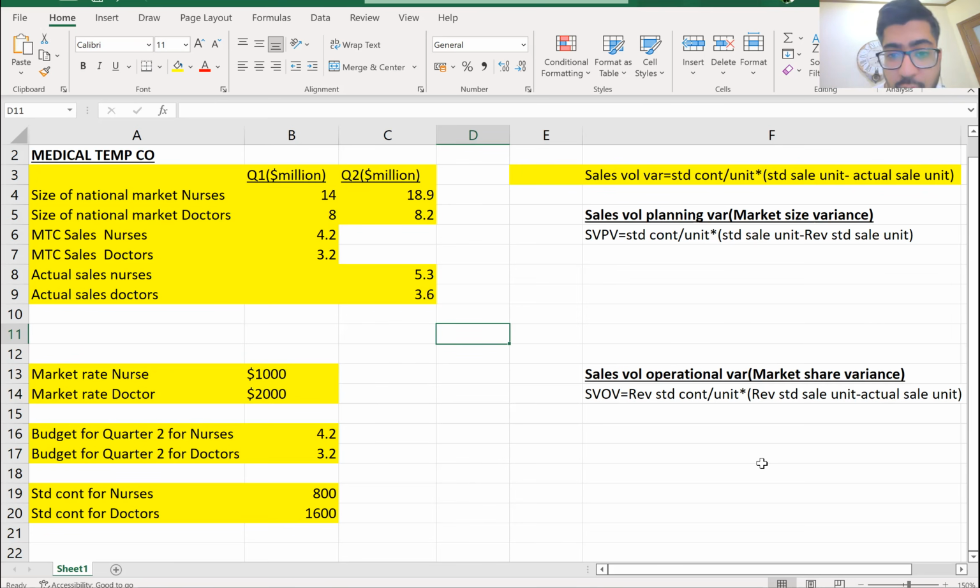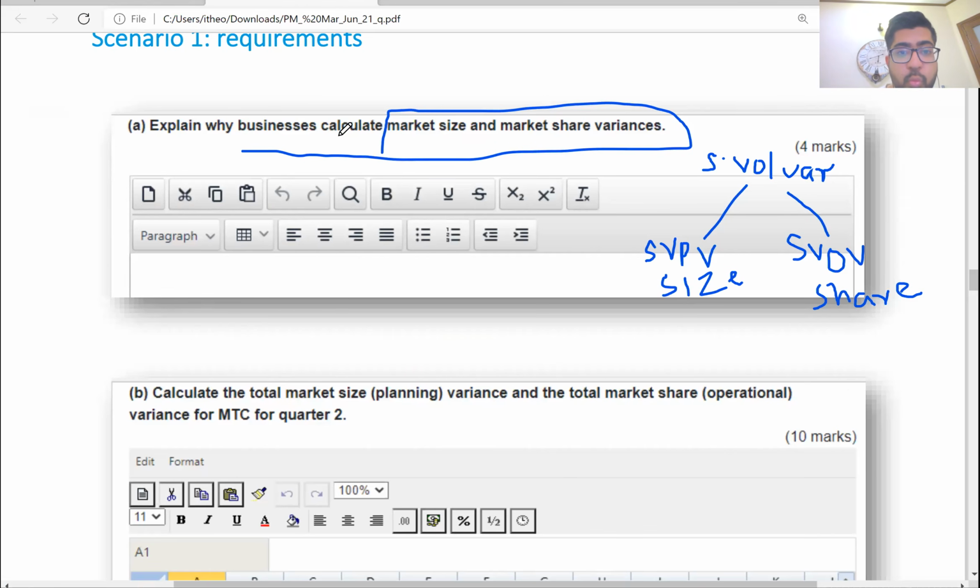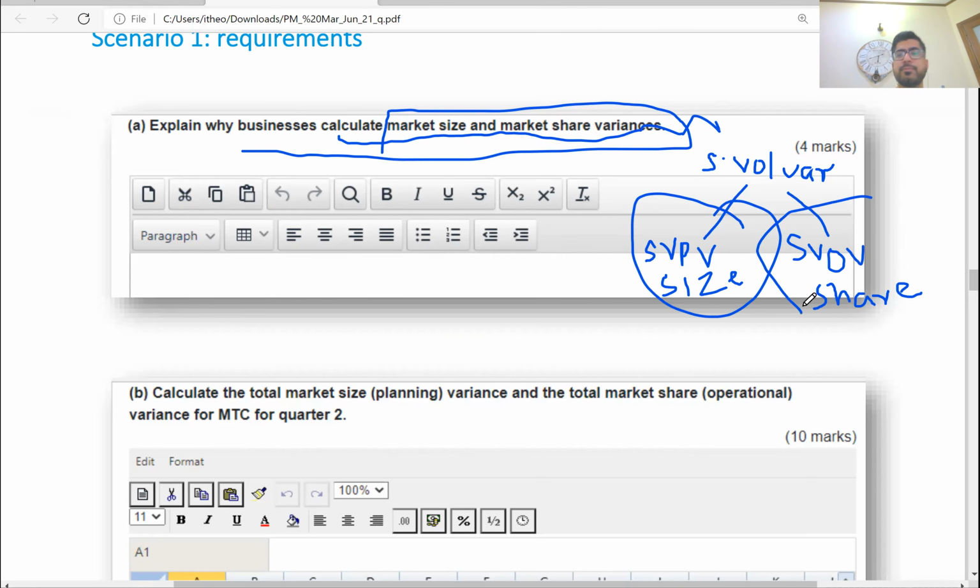Now the question was not regarding calculation at the moment. The question stated: explain why businesses calculate market size and market share. In short, it is asking why businesses break variance into planning and operational. Market size and market share are planning and operational. So why do businesses calculate market size and market share? That means why businesses split a variance into planning and operational.